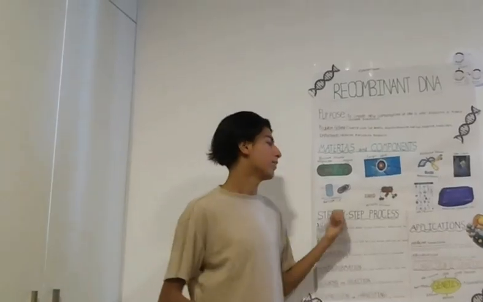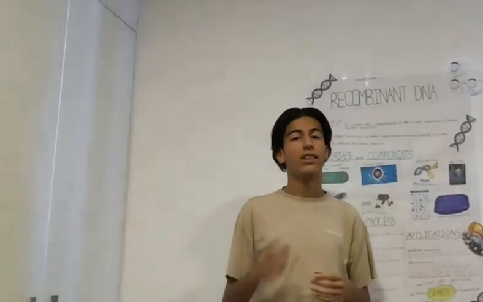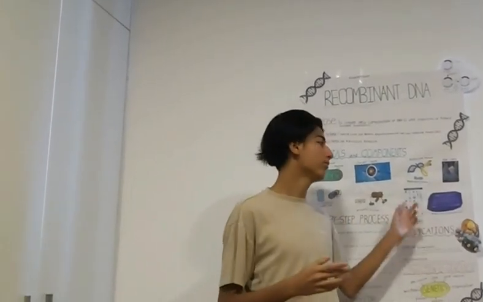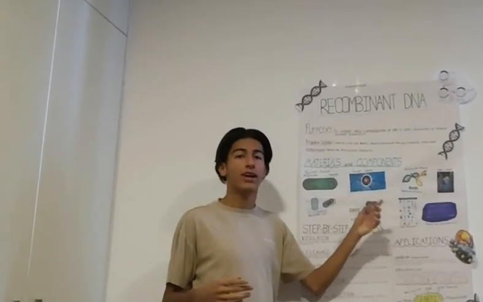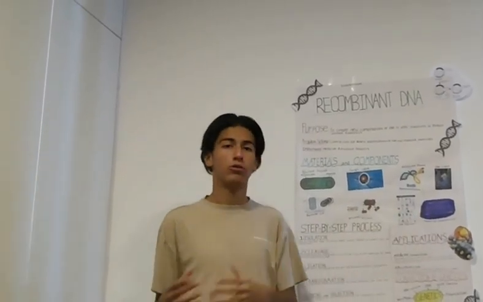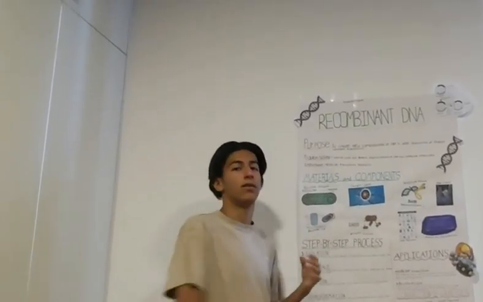We also need a bacterial cell like E. coli to act as our host to replicate the new DNA. Lastly, we use an antibiotic resistant gene as a selectable marker, and obviously lab equipment like agar plates to screen our results. So let's go through the step-by-step process.